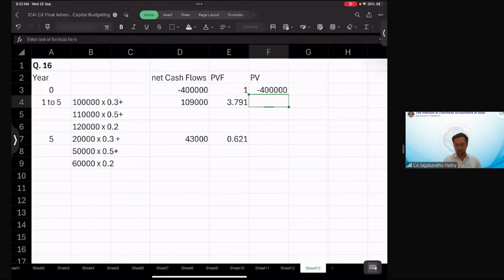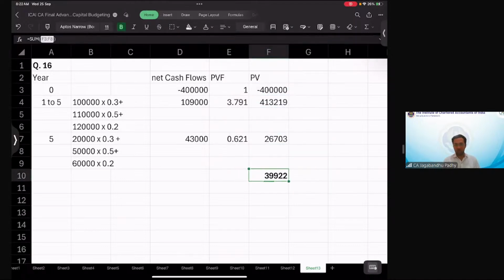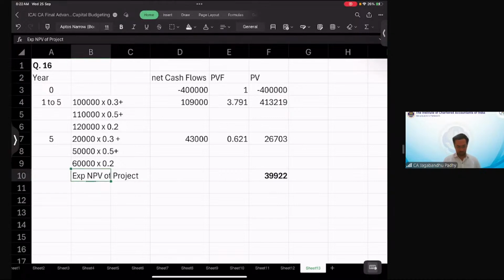Multiply the cash flows with the PV factors and then take the sum of it. So we got 39,922 as the expected NPV of the project. Expected NPV of the project is 39,922.